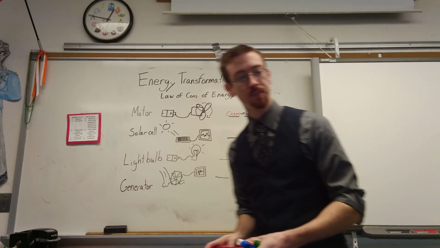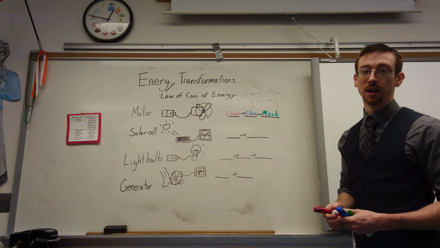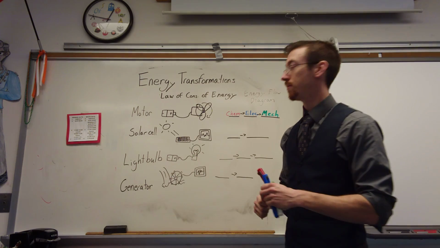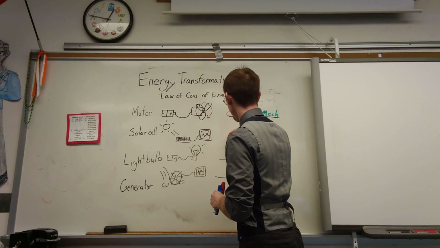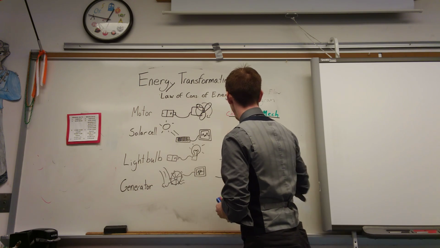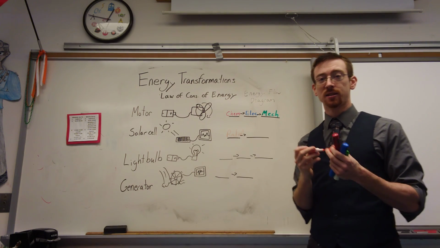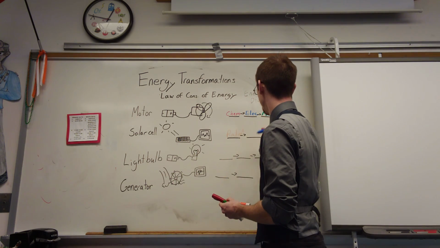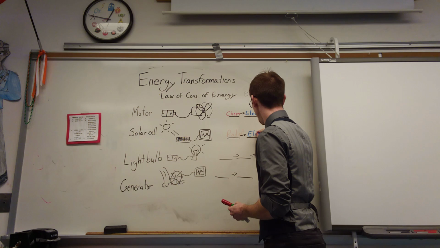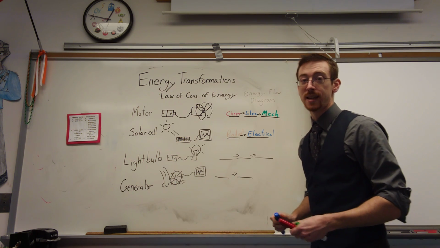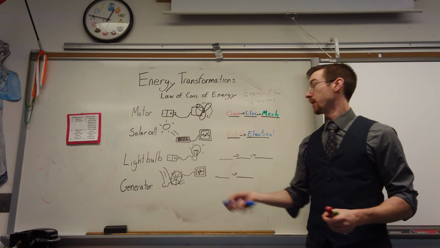The next one is the solar cell. Solar cell is radiant. It is light energy. Radiant energy hits the solar cell, and the solar cell turns it into electrical energy. I can fit the whole word, so I did. It's that simple. Let's go on to the next one.